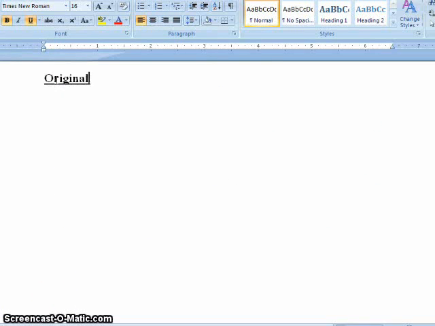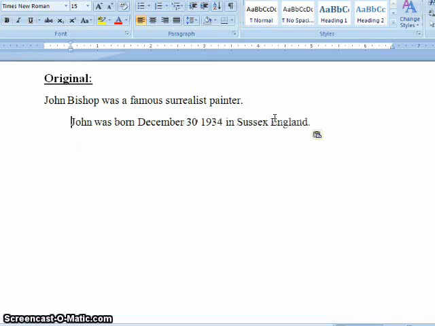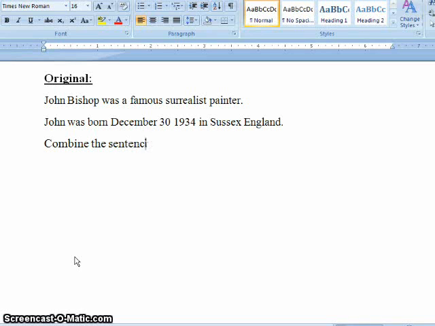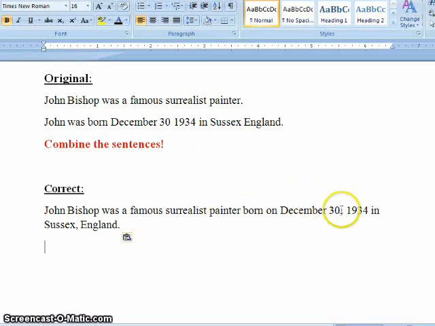Let's take the first sentence of the faulty paragraph. John Bishop was a famous surrealist painter. Okay, well, we know he's a surrealist painter, but it also runs into the next sentence. John was born December 30th, 1934 in Sussex, England. We need to combine these sentences to make them more concise. Here's the corrected sentence. John Bishop was a famous surrealist painter born on December 30th, 1934 in Sussex, England. This gives us all the information that we need in one compact sentence.